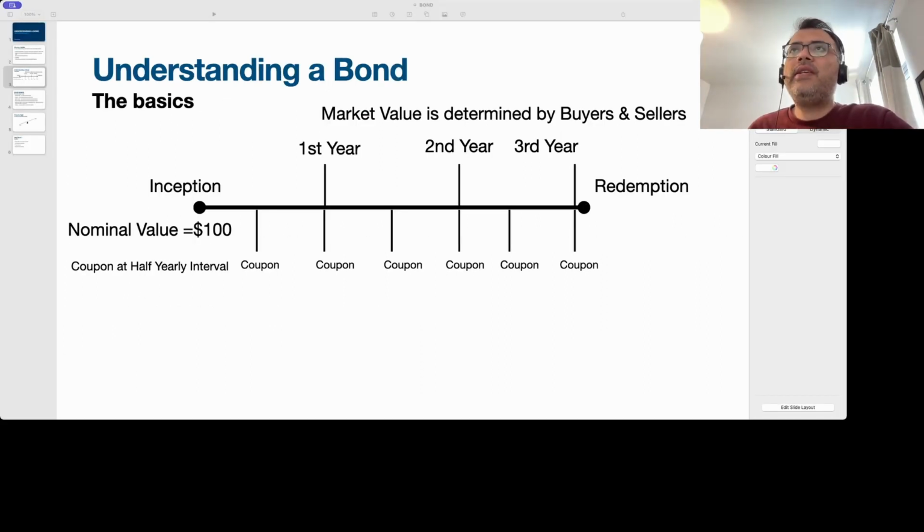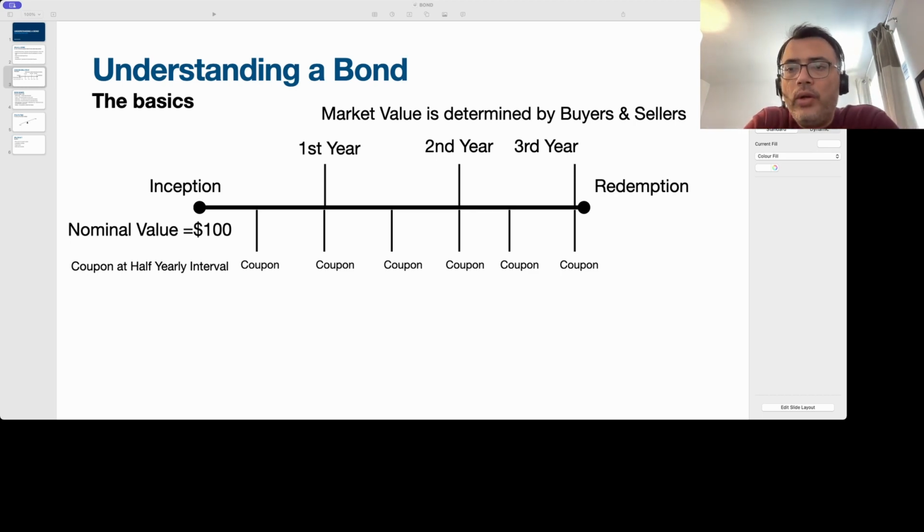So let's look at some of the basics of a bond, right? As you can see on the screen, I have taken a nominal value $100 bond as a sample, and you can see that it's a 3-year bond. It starts from the inception and then you redeem at the end of the 3 years. Basically, the issuer is going to buy back the bond and you get the money back. Now, you can see that the coupon, which is the interest that you get, whatever the percentage that's fixed, is going to be paid to you every 6 months, right? So you can see that the coupon gets paid to you twice a year if you hold the bond for 3 years until maturity, right?